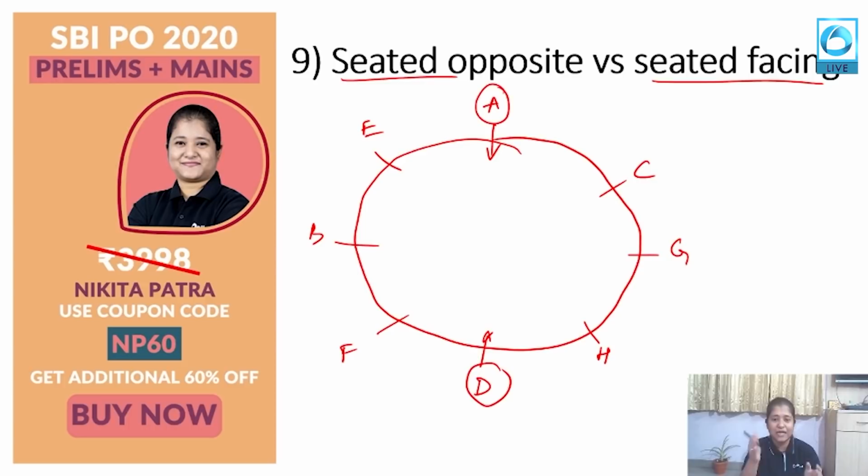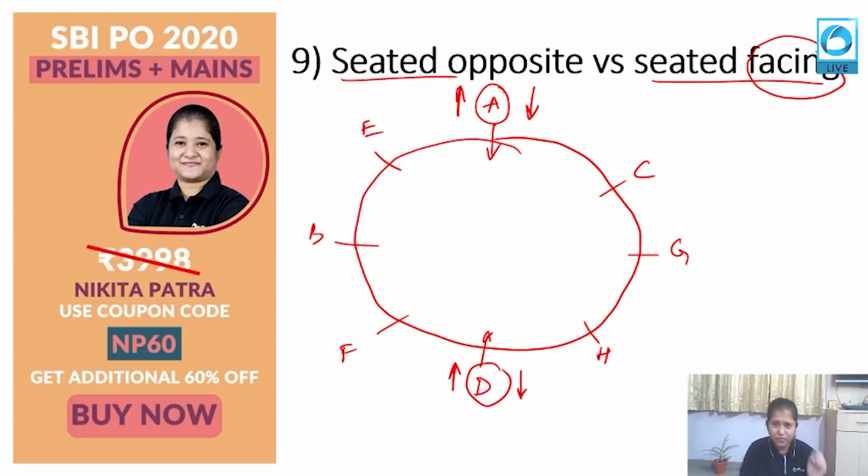मतलब आपका ये जो radius होता है या diameter होता है, diametrically opposite, that they have to be seated along the same line, right? So they have to be seated opposite to each other, not necessarily that they will be facing each other. That means A can be facing towards the center and A can be facing away from the center, and similarly D can be facing towards the center or D can be facing away from the center also.